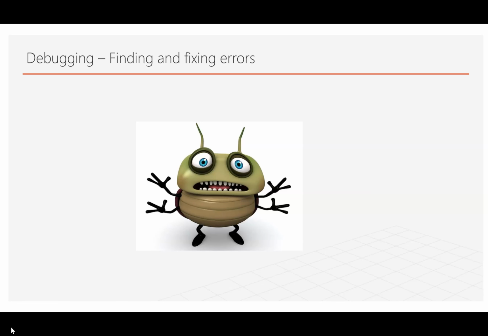Errors occur when your code is not giving you the expected output. We refer to the term error as bug. Let me tell you a short story about bug.